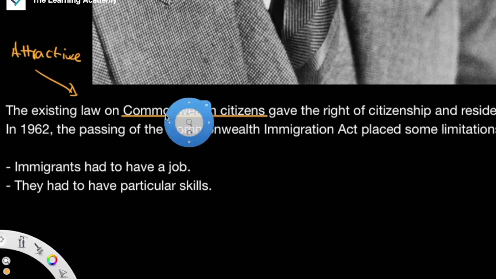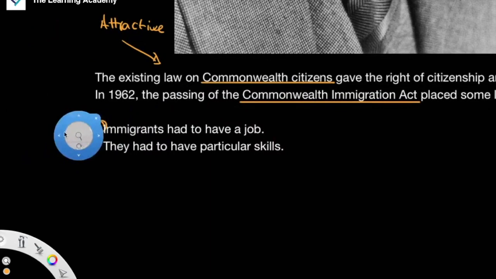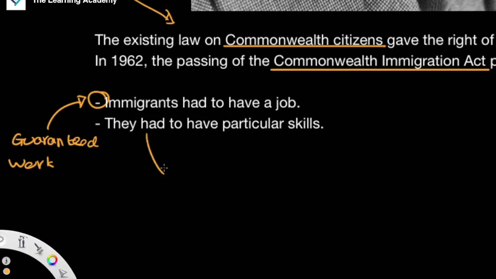And so as a result of that, in 1962, we have the passing of the Commonwealth Immigration Act. What the Commonwealth Immigration Act did was try to respond to some of these problems when it came to racism and discrimination by placing some limitations on Commonwealth citizens being able to move into the United Kingdom. So for one, immigrants must have had a job, so they must have had guaranteed work, and they had to have particular skills.